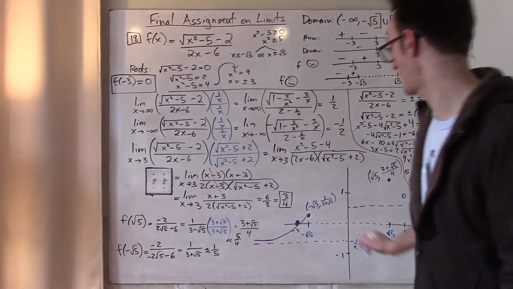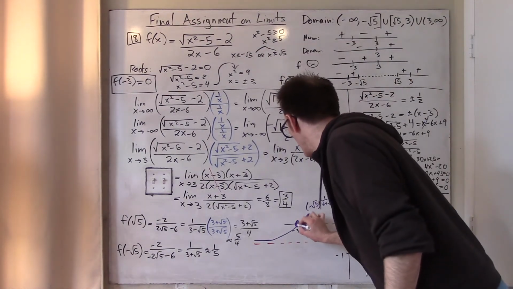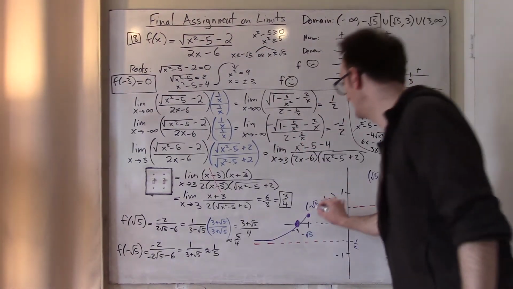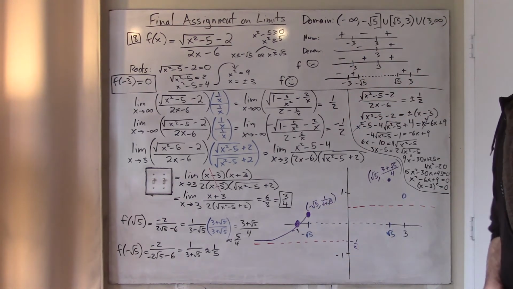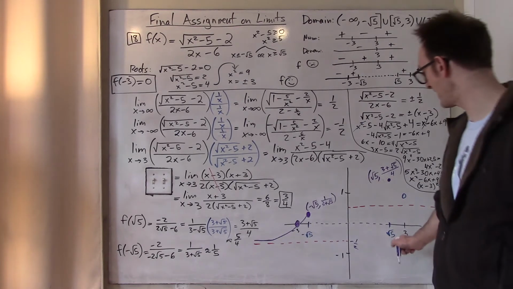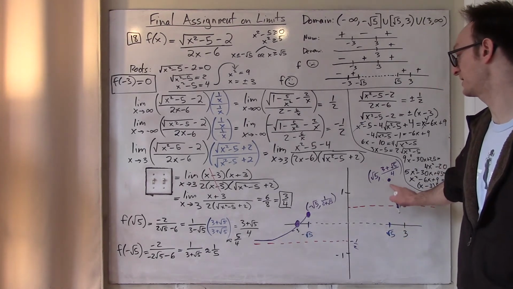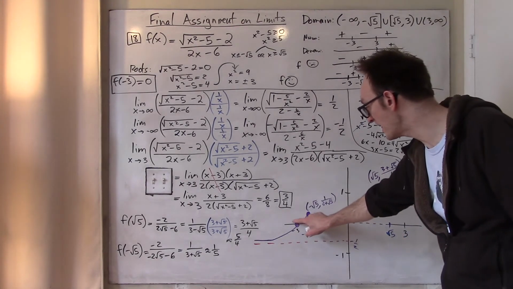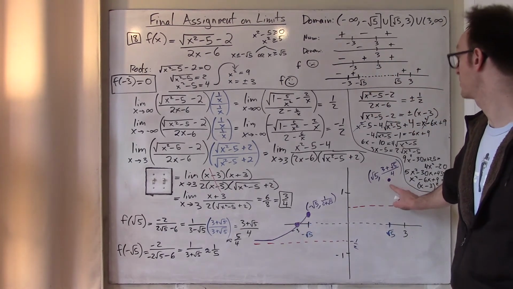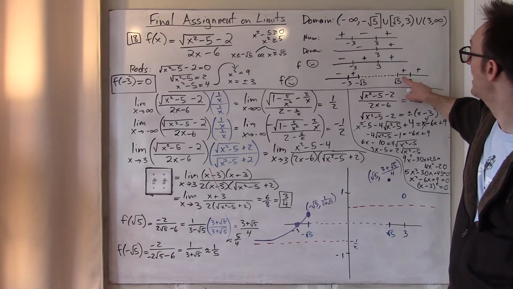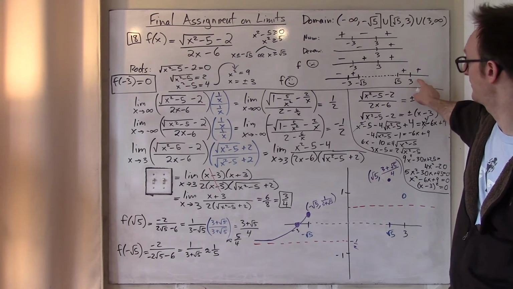Now my function's just undefined between negative root 5 and root 5, at which point I pick up at x equals root 5 up here at 5/4. And then my function is positive. It stays positive forever after.